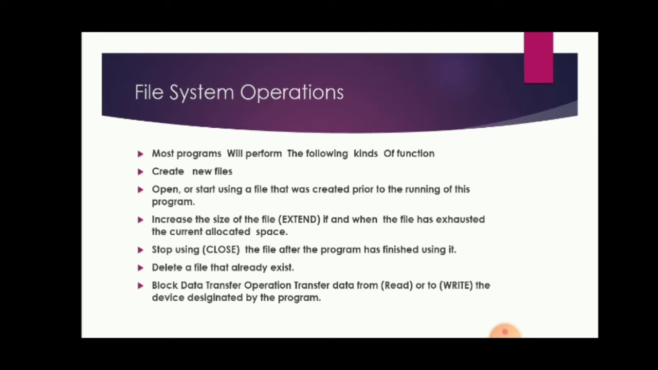Most programs will perform the following kinds of functions. Create new files. Open, or start using, a file that was created prior to the running of this program. Increase the size of the file, extend it if and when the file has exhausted the current allocated space. Stop using, or close, the file after the program has finished using it. Delete a file that already exists. Block data transfer operation: transfer data to read from or write to the device designated by the program.